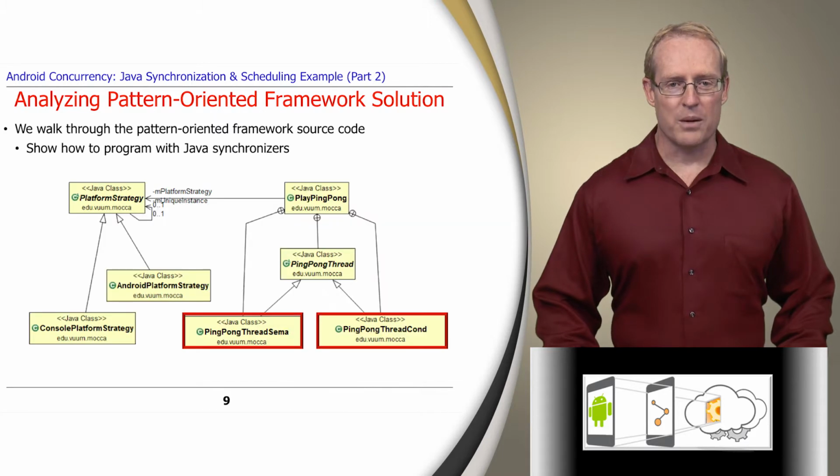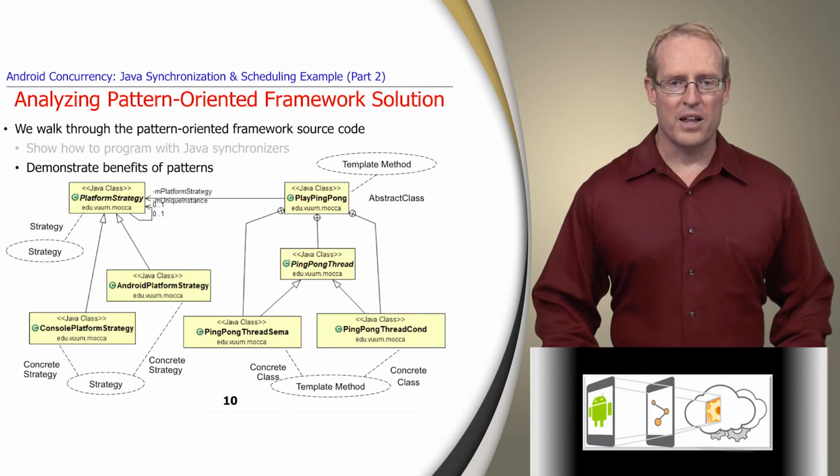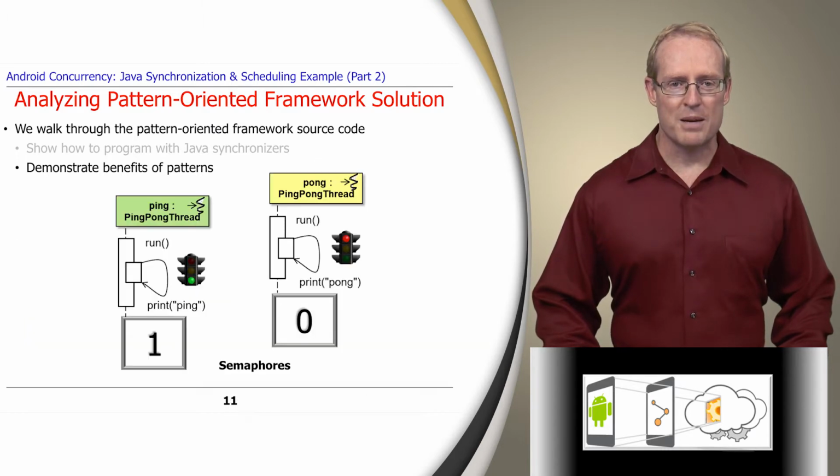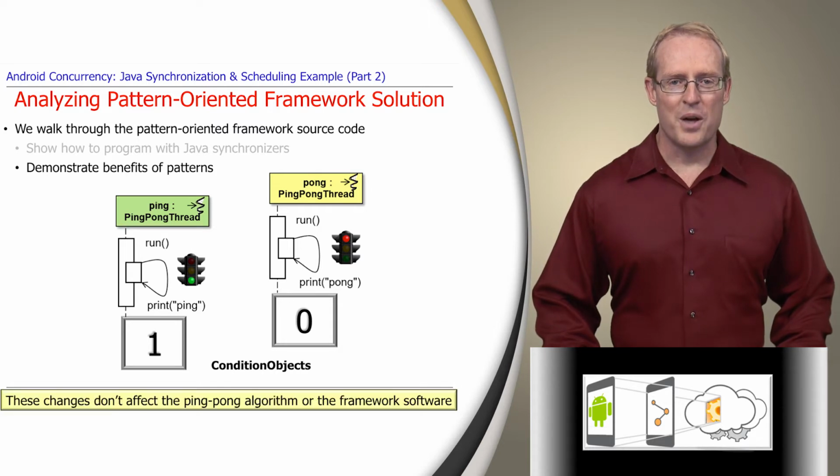In addition to showing how to program with Java semaphores, condition objects, and countdown latches, we demonstrate by example how the application of Gang of Four patterns, such as template method, strategy, and factory method, provides several benefits. For example, we show how this pattern-oriented framework makes it easy to replace the use of Java semaphores with Java condition objects to support more sophisticated behavior without changing the core ping-pong algorithm or the framework software itself.